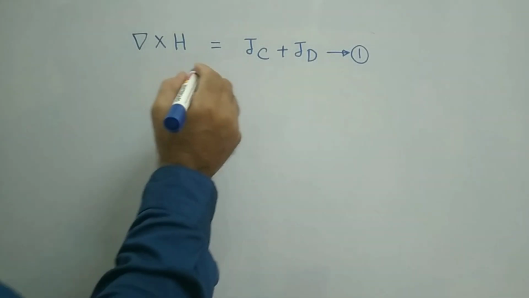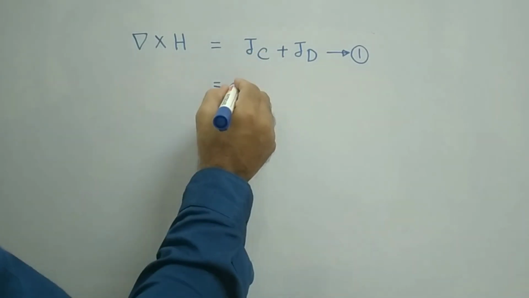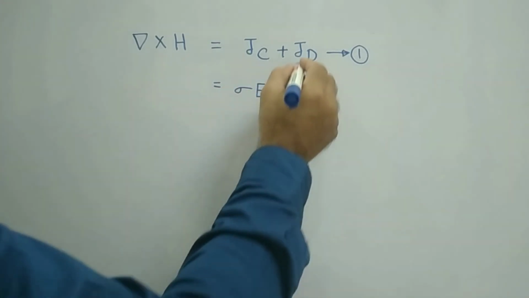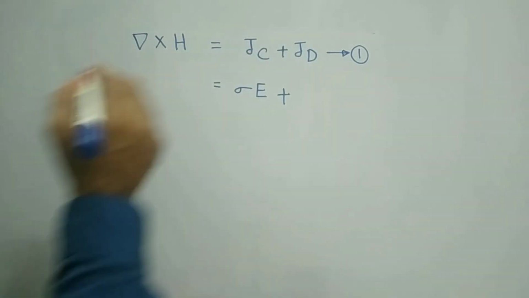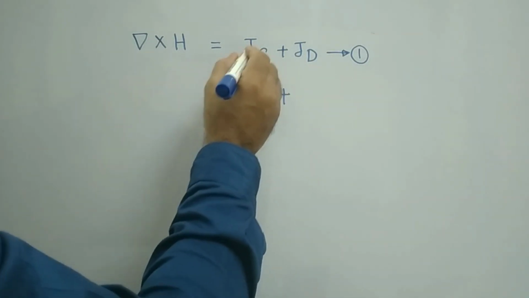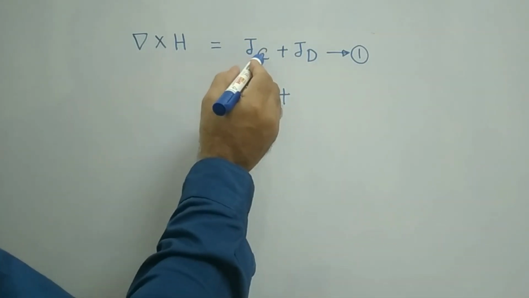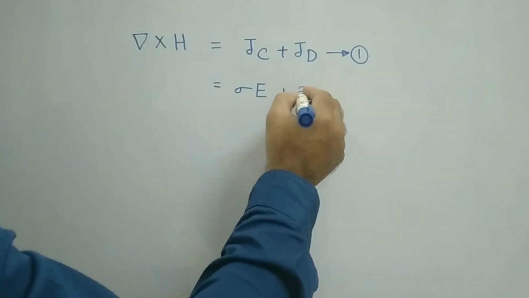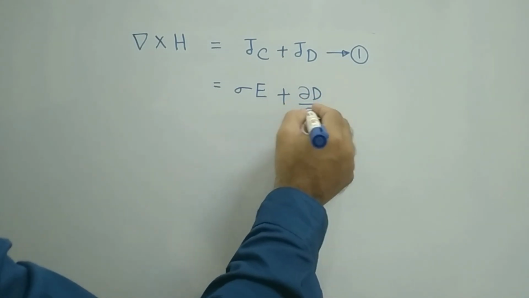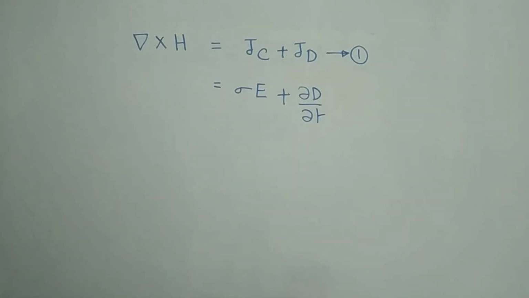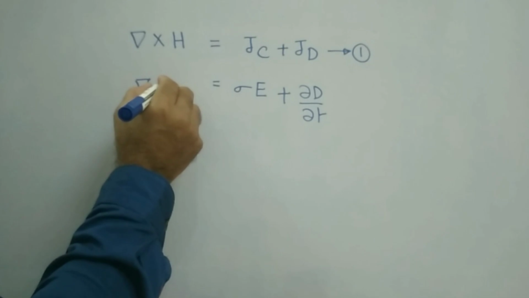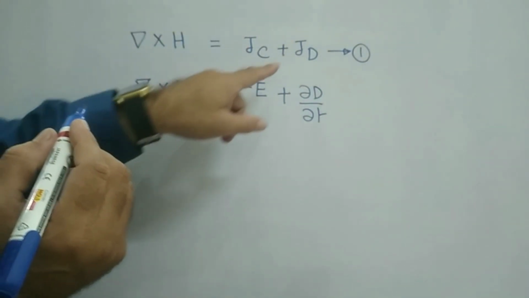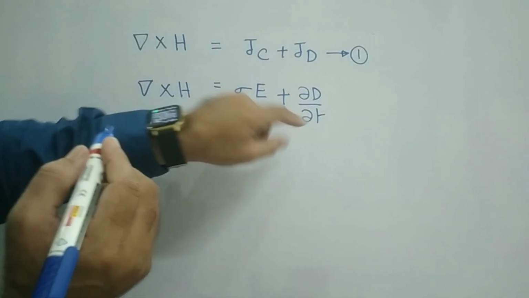What is JC? JC is the conduction current density, which is sigma times E. J suffix D is the displacement current density, which is dou D by dou t. Therefore, JC is equal to sigma E, and JD is equal to dou D by dou t.